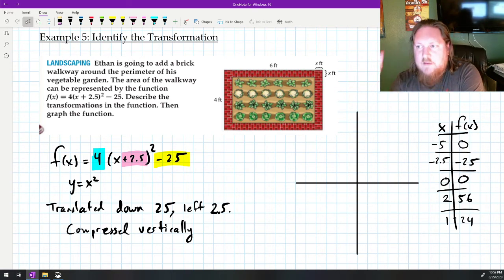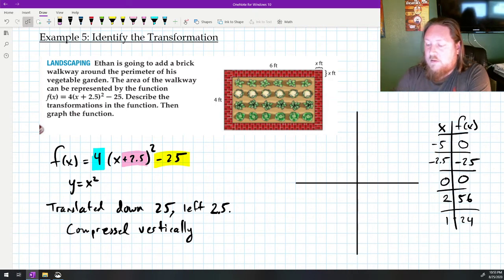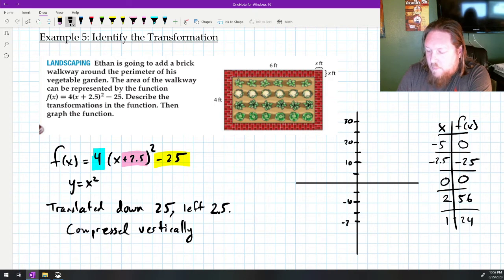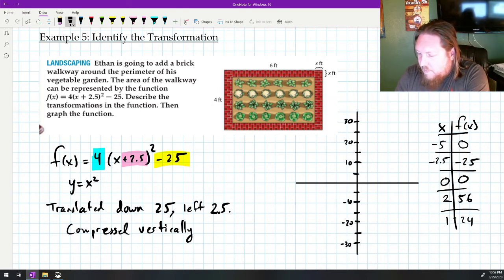Now, an important part about all of these things is they're very, very large numbers for the outputs. So a normal y-axis isn't going to work. I'm going to make the y-axis go up by 5s. So 5, 10, 15, 20, 25, 30. That means it's going to go down by 5s as well. Negative 10, negative 20, negative 30. But for these numbers here, going over by ones is not too bad. So 1, 2, 3, 4, 5. 1, 2, 3, 4, 5.